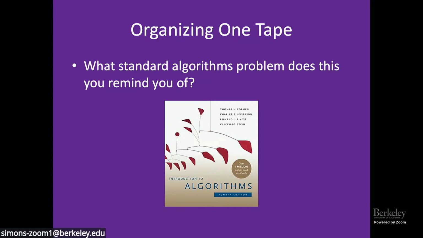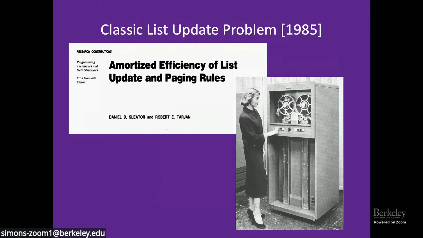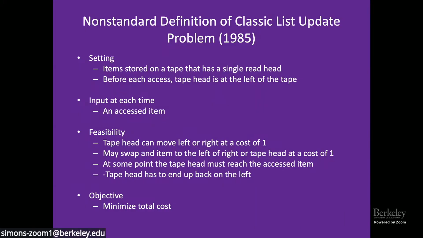This is in Cliff's book, and it goes back to a very influential CACM article by Daniel Sleator and Bob Tarjan. What was the difference for them? This linear thing was not a physical tape. It was a singly linked list. But what difference does that make?